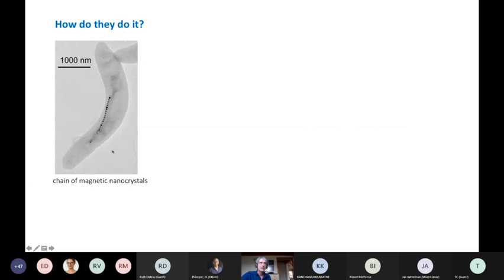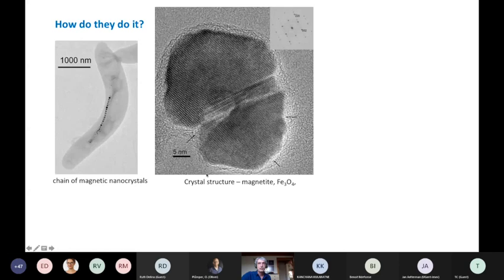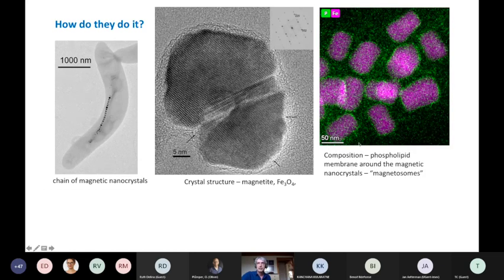And how do they do it? Because they have these magnetic crystals in the cell, and these magnetic crystals tend to be magnetite. This one is a nice twinned crystal, as you can see here in the Fourier transform as well. And on an EDS map, you can see that there is extra phosphorus around them, and that's because each of these magnetite nanocrystals is surrounded by a phospholipid bilayer membrane. So the membrane and the particle inside together are called magnetosomes. They are little organelles in these bacterial cells.